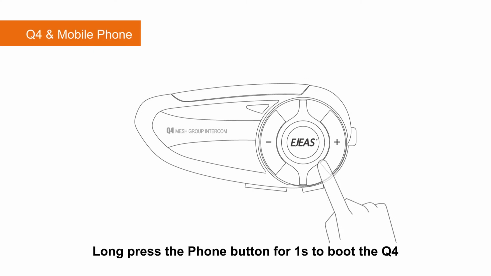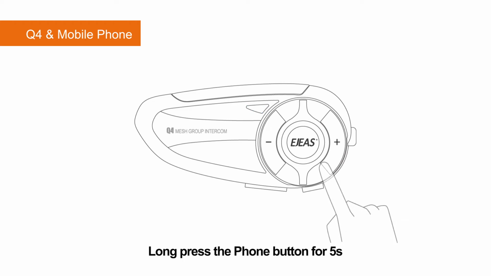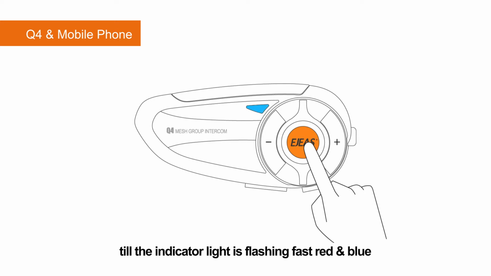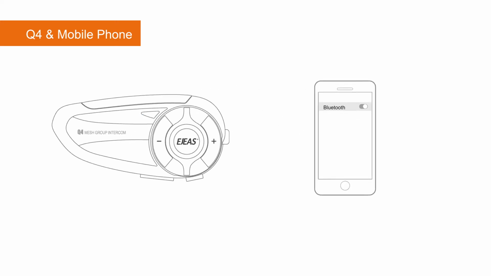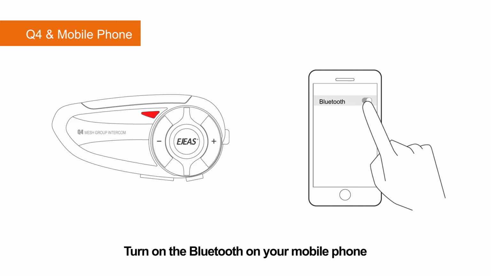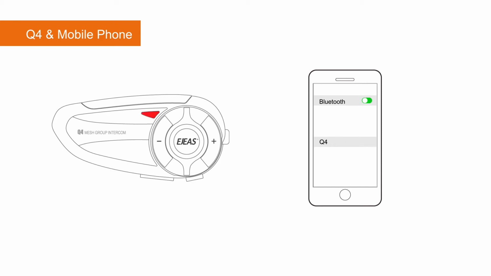Long press the phone button for 1 second to boot the Q4. Long press the phone button for 5 seconds till the indicator light is flashing fast, red and blue. Turn on the Bluetooth on your mobile phone. Keep waiting for the phone to search till Q4 appears in the list. Press Q4 to pair in the list. Connection succeeded.